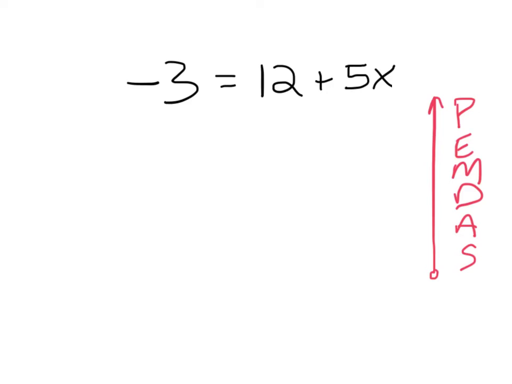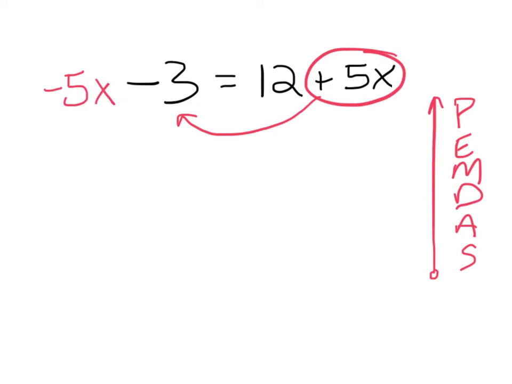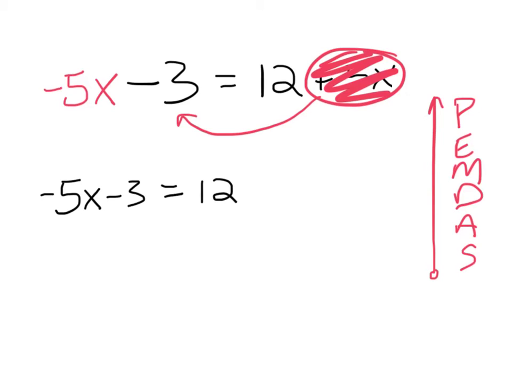Right now I've got plus 5x on the left side. I'm going to take my plus 5x and move it. And when I move plus 5x from the right side, it becomes minus 5x on the left side. And there, I've done it. It's in its key spot. So now my problem is minus 5x minus 3 equals 12.